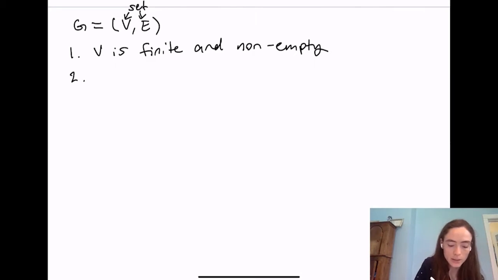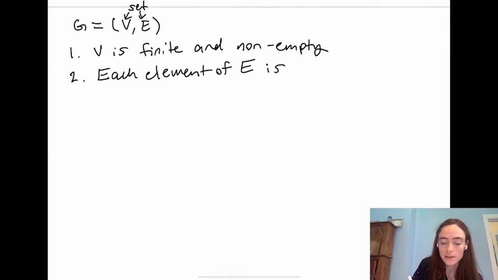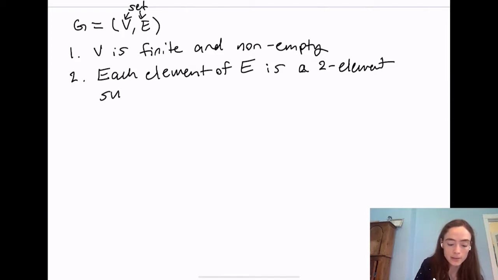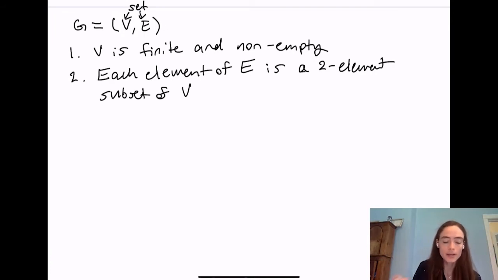And two, each element of E is a two-element subset of V. So here we can think of V, the set V, as kind of our things that we're going to connect, and then the set E represents the relationships between those things. So we also often call elements of the set V vertices or nodes, and we call elements of the set E edges.